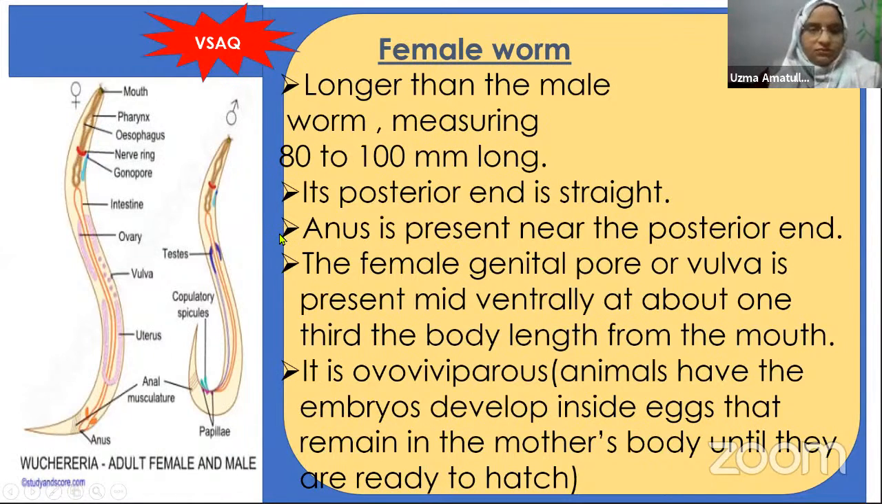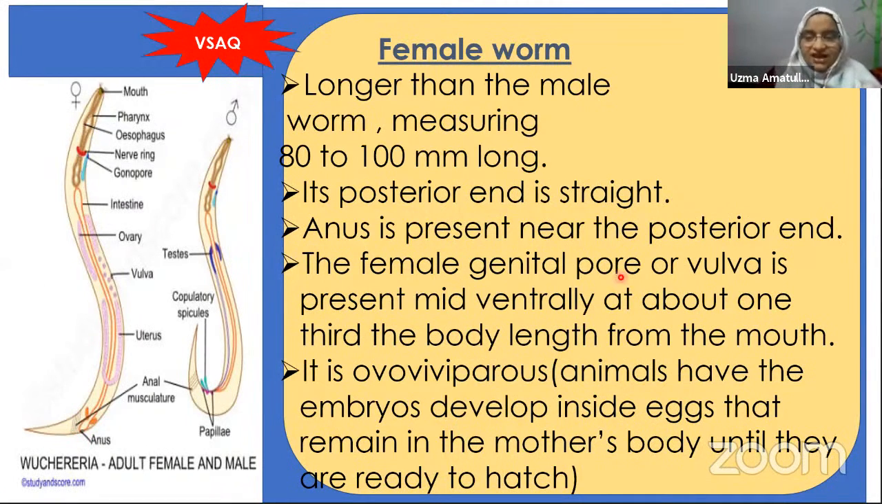The female worm. The female worm is longer than the male worm, measuring 80 to 100 millimeter long. You can see the female worms are longer and their measurement is 80 to 100, but males are 40 mm. Now here its posterior end is straight. You can see the straight end. Now the anus is present near the posterior end. Here at this end, the anus is present. That is the last part of the alimentary canal.